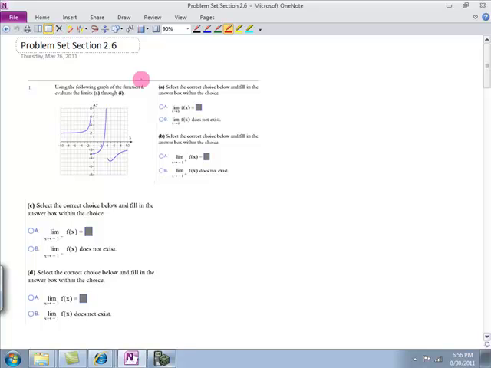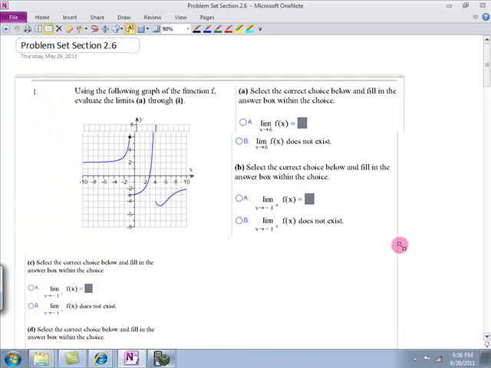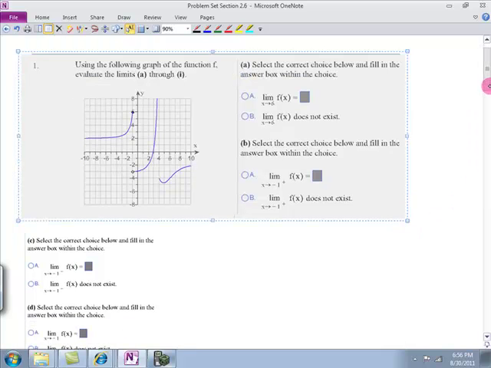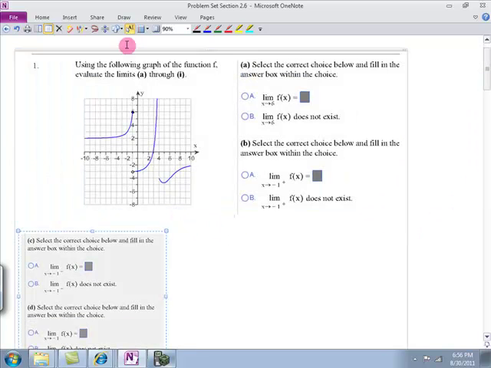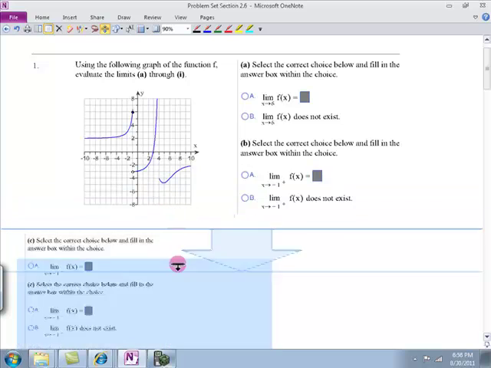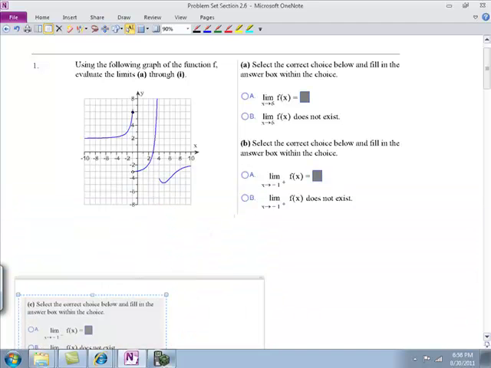Okay. I don't know why I didn't make those big to start with. All right. Select the correct choice. Okay. The limit as x approaches 6, I believe, is what? Can you see that? -4.